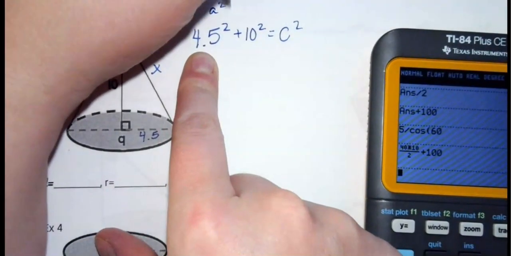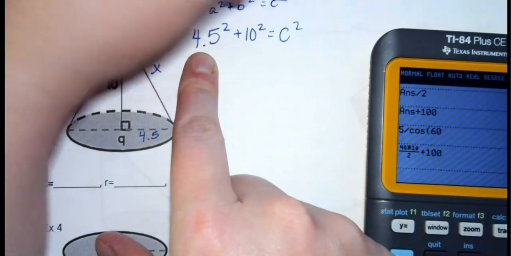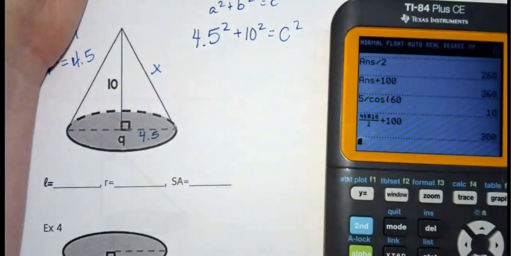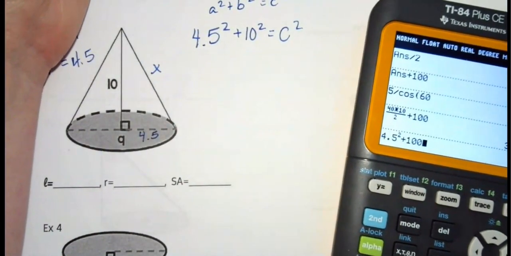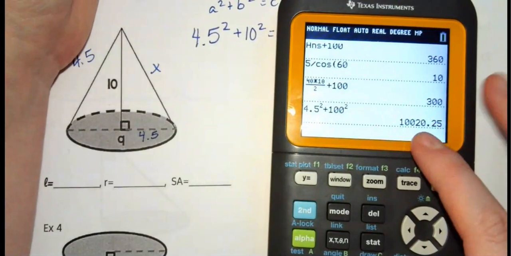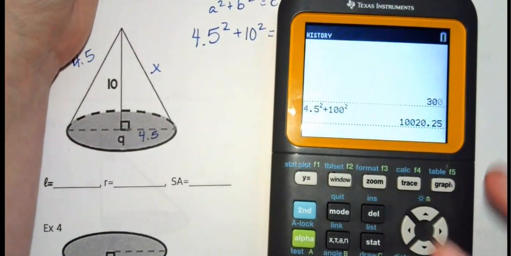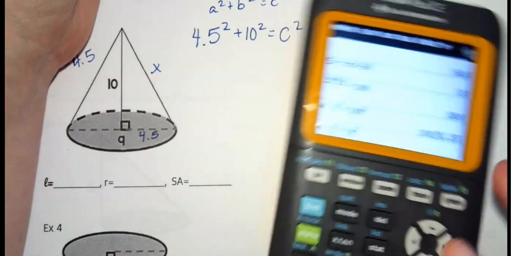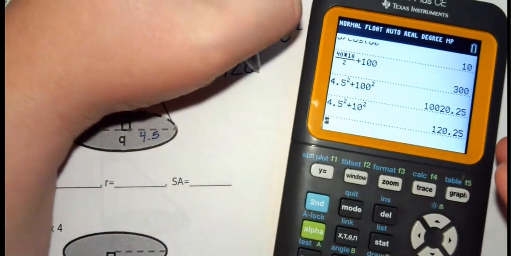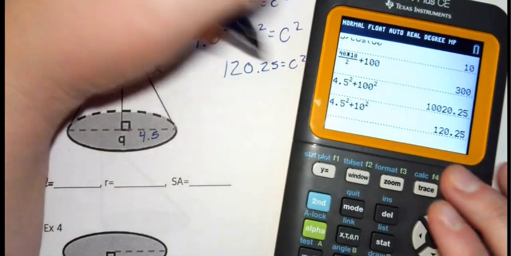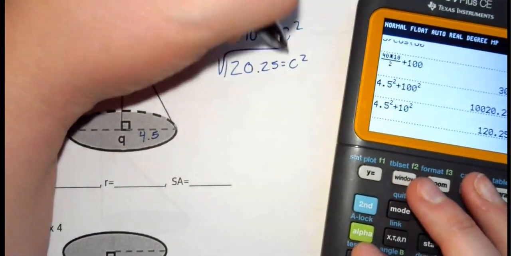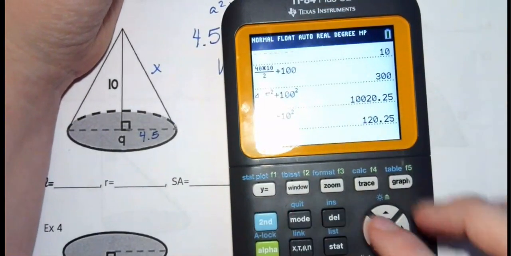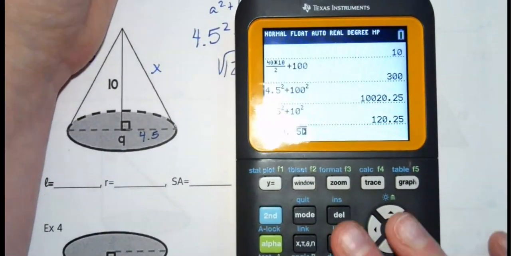So this is that a squared plus b squared equals c squared formula, the Pythagorean theorem. I take the two legs and I square them, and I get 120.25. And then my last step is I need to take the square root, because I don't care about c squared. I want to know what c is. So the square root of this answer.